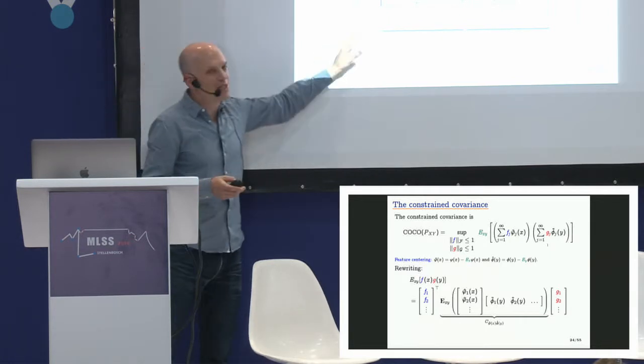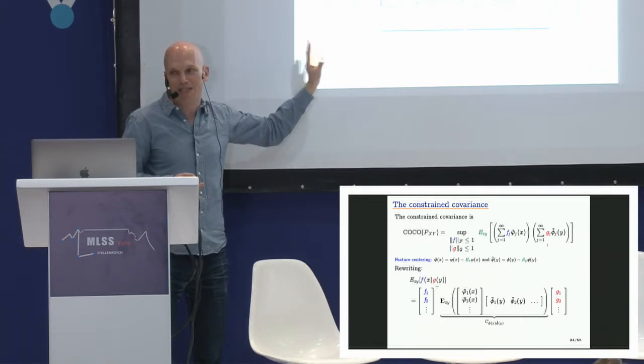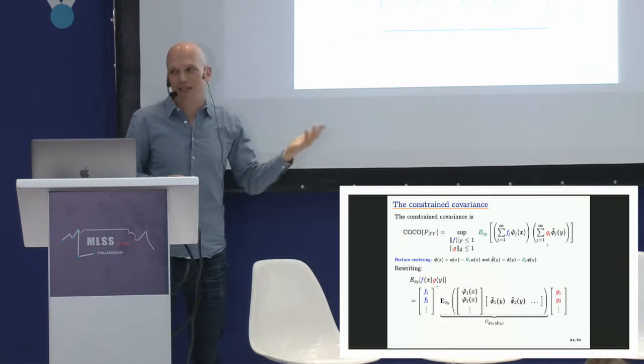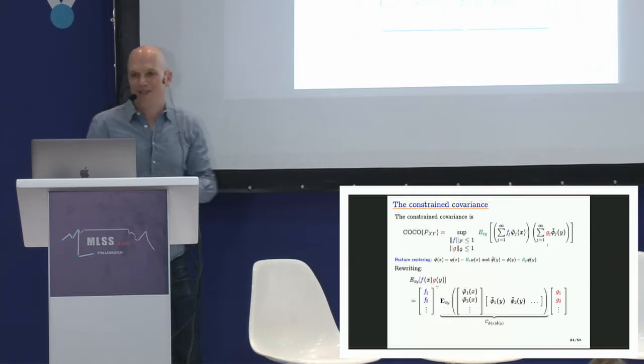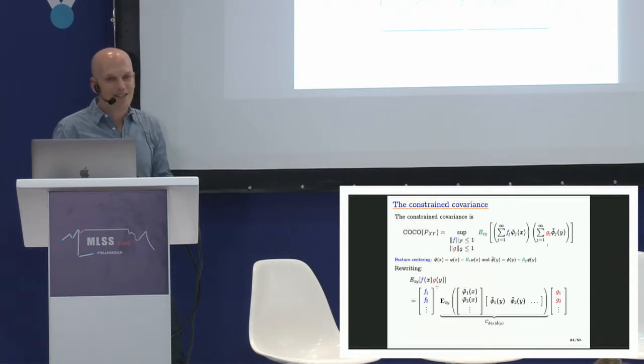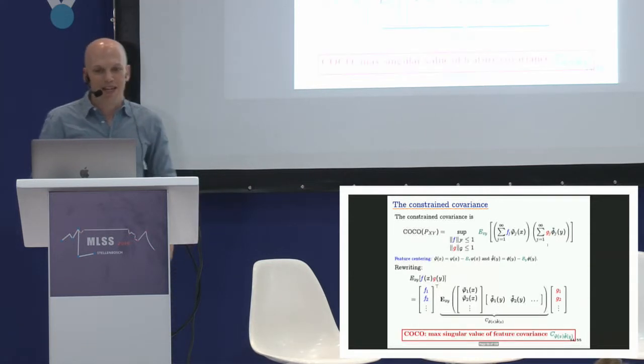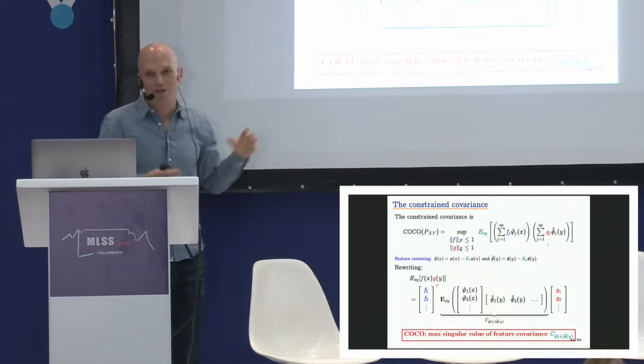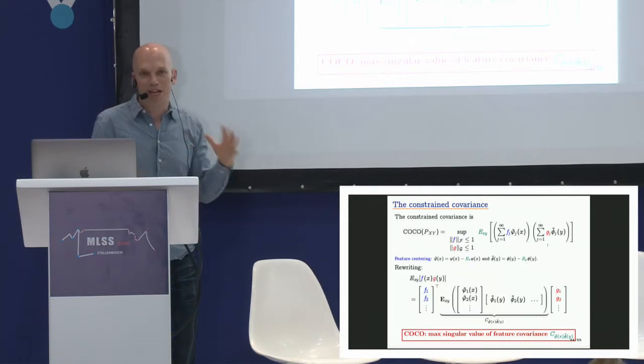So this is my summary statistic of this huge matrix. It's the largest singular value. If all of the covariances are 0, the largest singular value is 0. So this is very convenient. Okay, so what is my COCO? My COCO is my largest singular value of this covariance, this massive covariance between every pair of features.